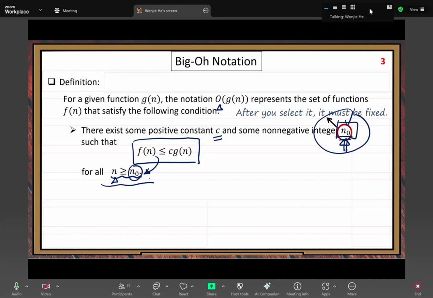But for this n0 number, before you select it, you have freedom to choose what your n0 number is. n0 could be 1 million, 1 billion, or 1. So you have freedom to choose this n0 number. But after you select it, you have to fix it. After you select that n0 number, when n changes, we know n is a variable, right? We allow n to change all the time. But when n changes, n0 never changes. After you select it, you fix it. We always use that same n0.